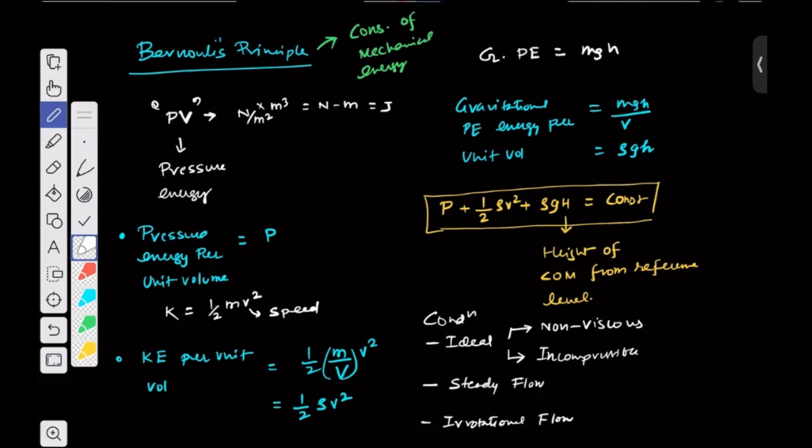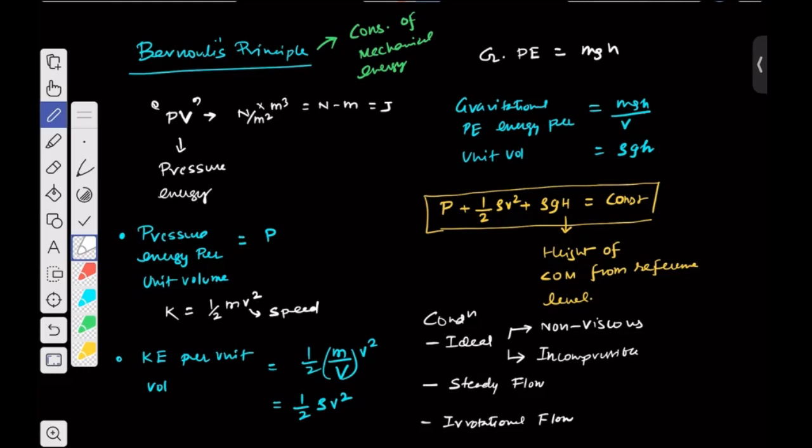So it is going to be applicable under the case when we have steady flow of an ideal fluid, and it is going to be irrotational flow as well. And once we consider an ideal fluid, it means it is going to be non-viscous and it's going to be incompressible as well. Can you copy this thing?